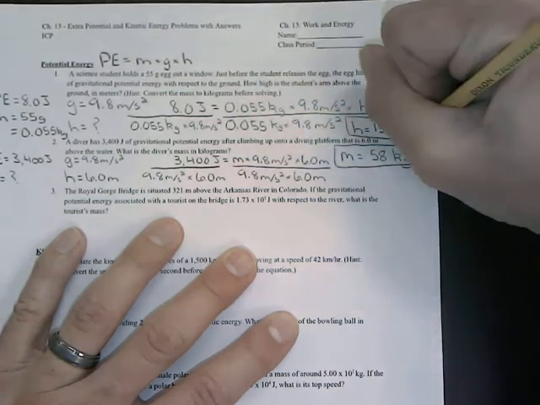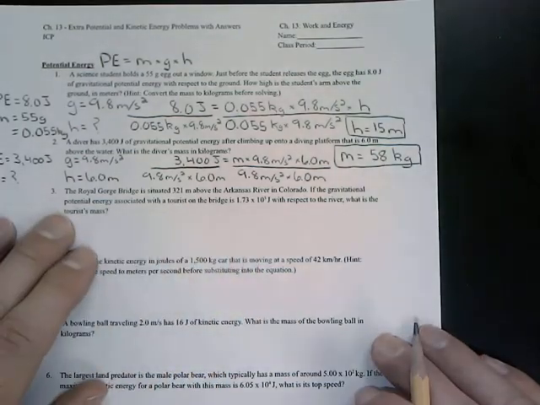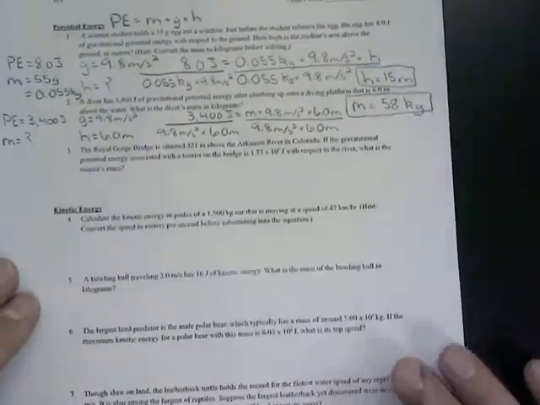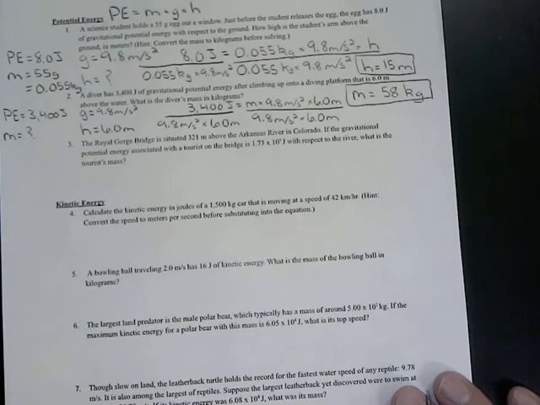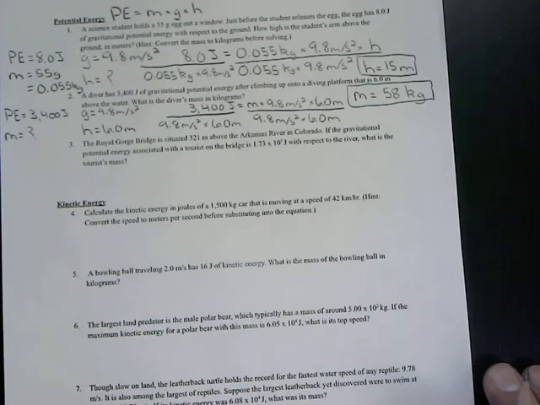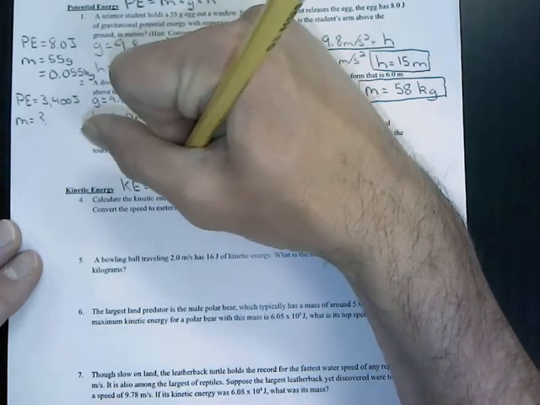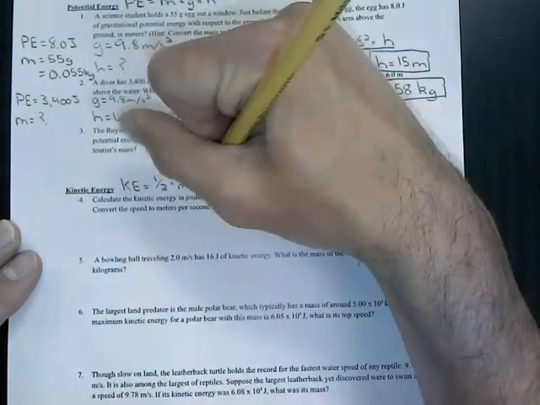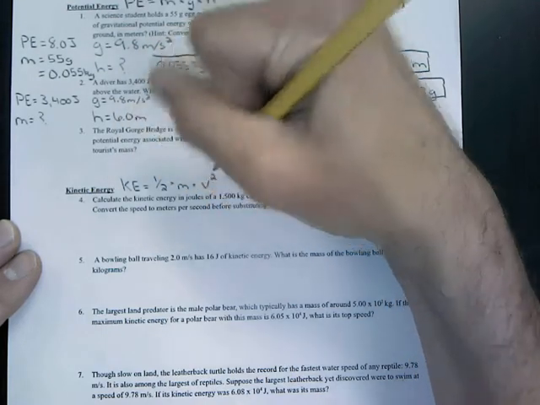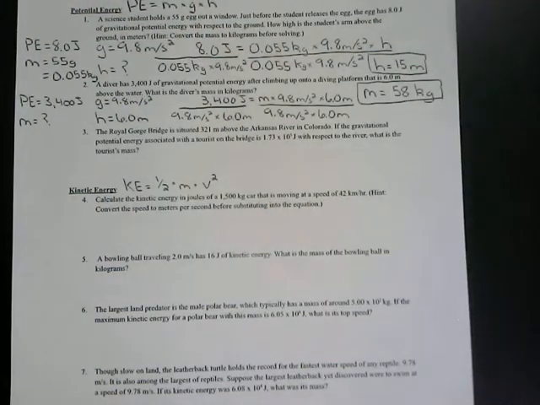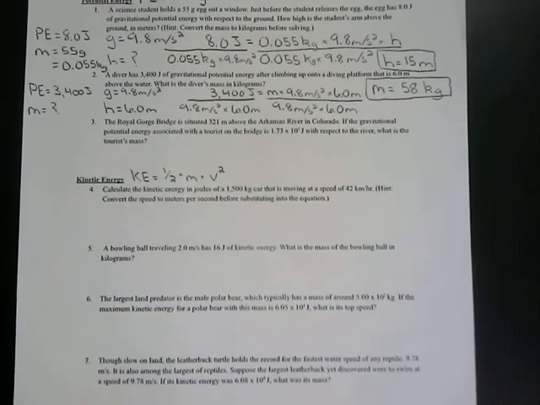All right, so I want you to do number 3 on your own. We're going to move down here to our kinetic energy problems. Now remember, kinetic energy has the formula KE for kinetic energy equals half times the mass times the velocity squared. Okay, and the velocity squared is very key here. So I am going to do problems number 4 and number 6, and then I want you to do problems 5 and 7.